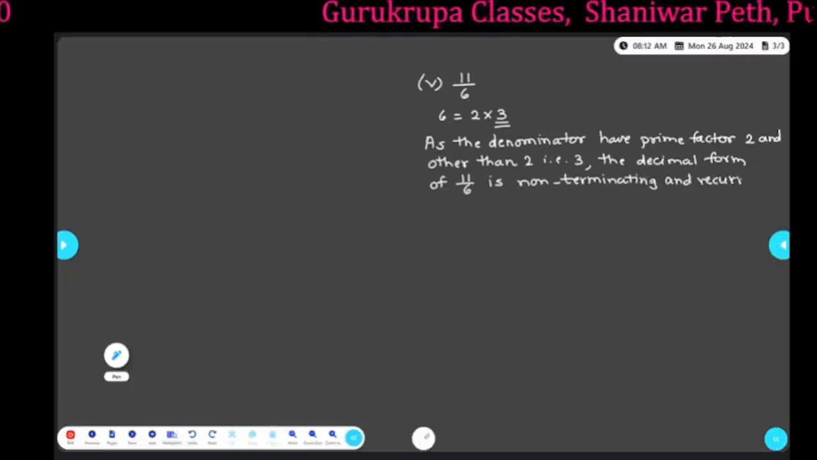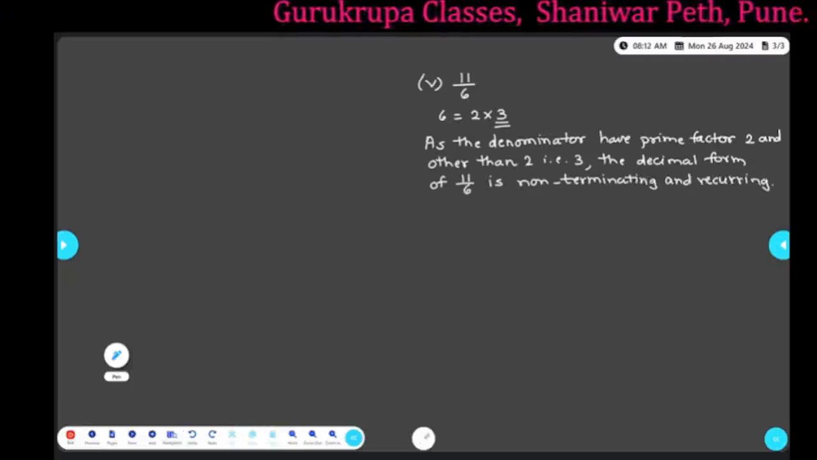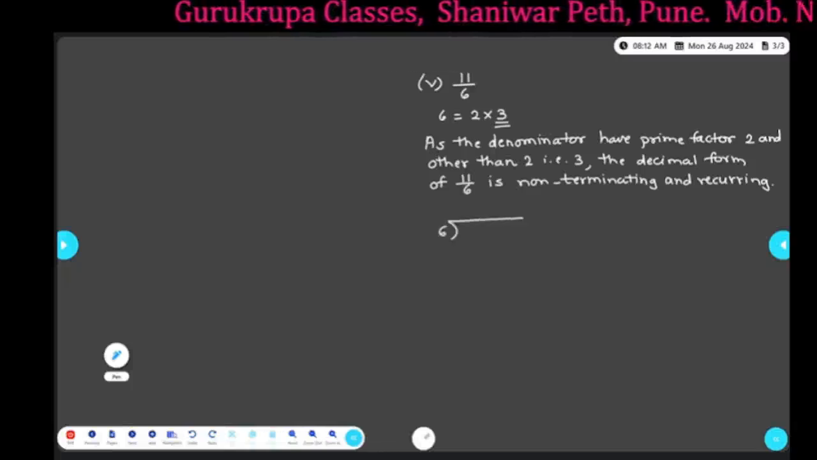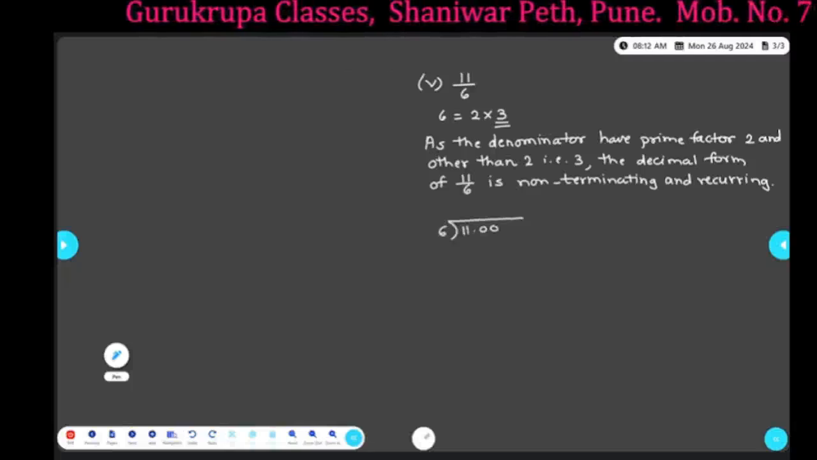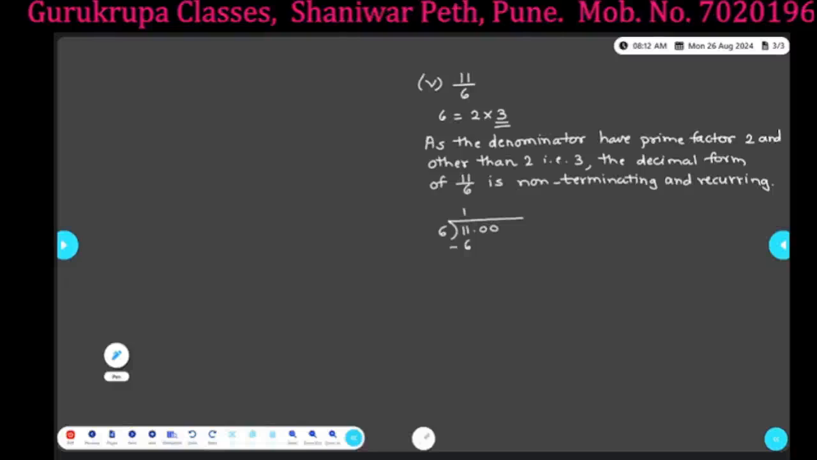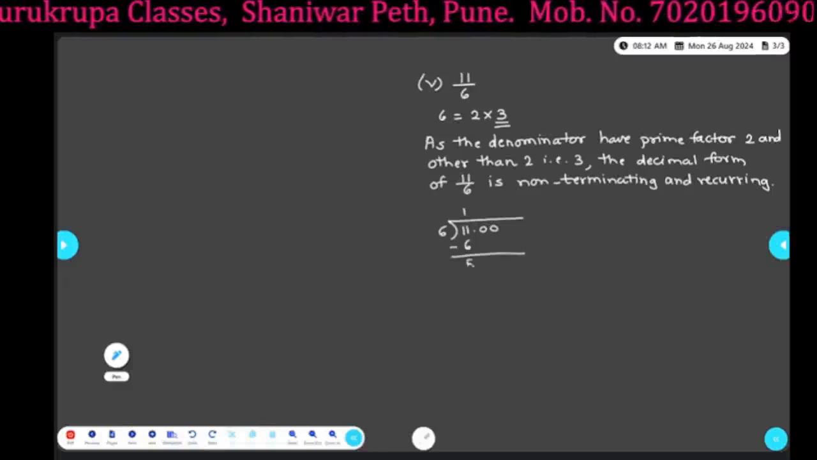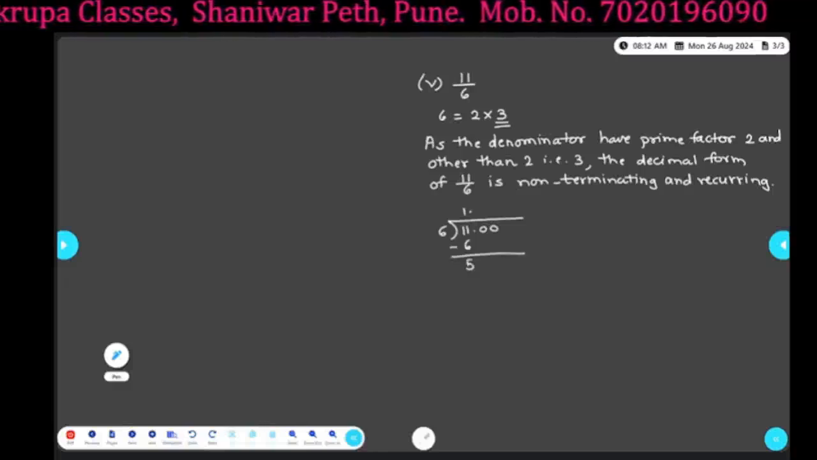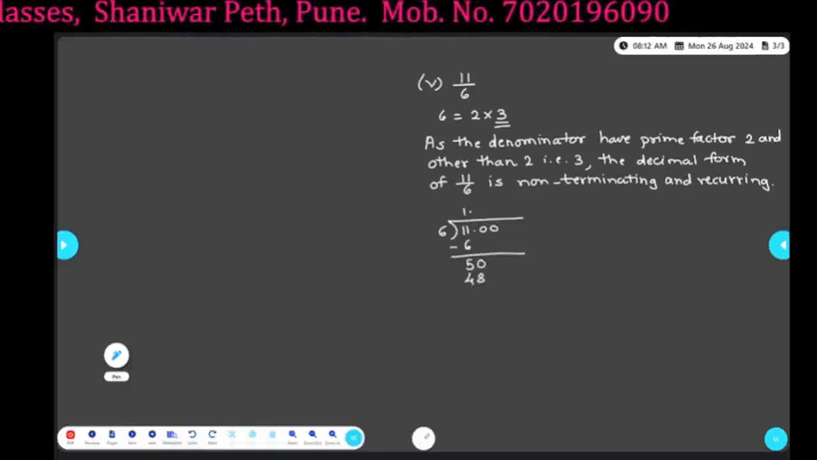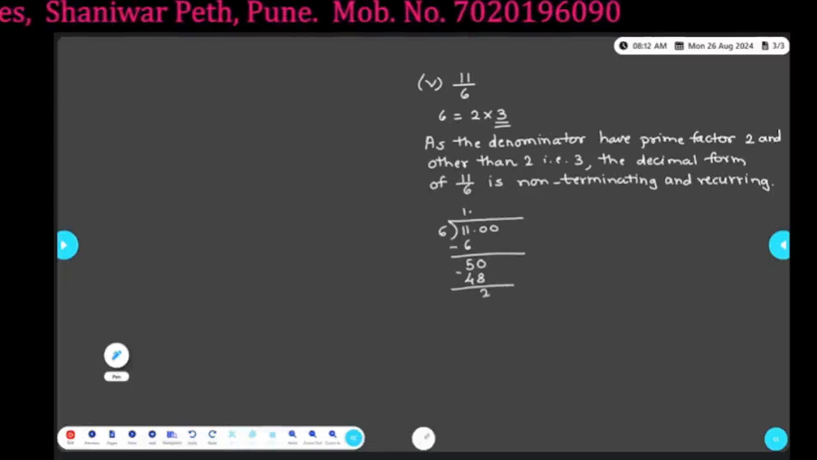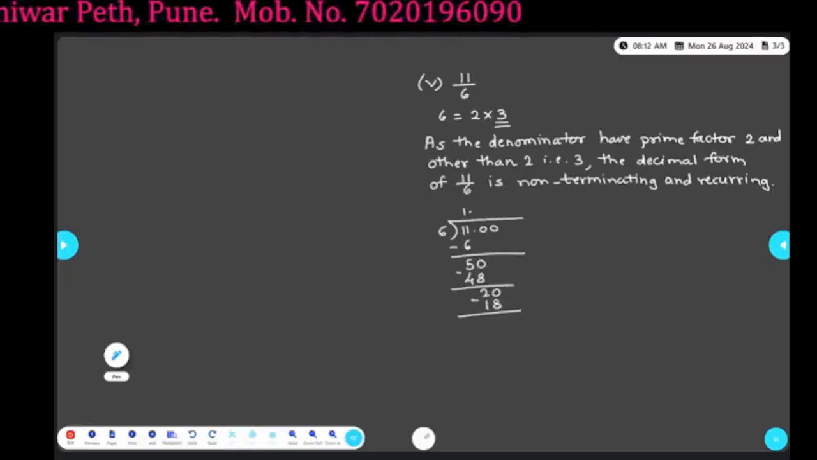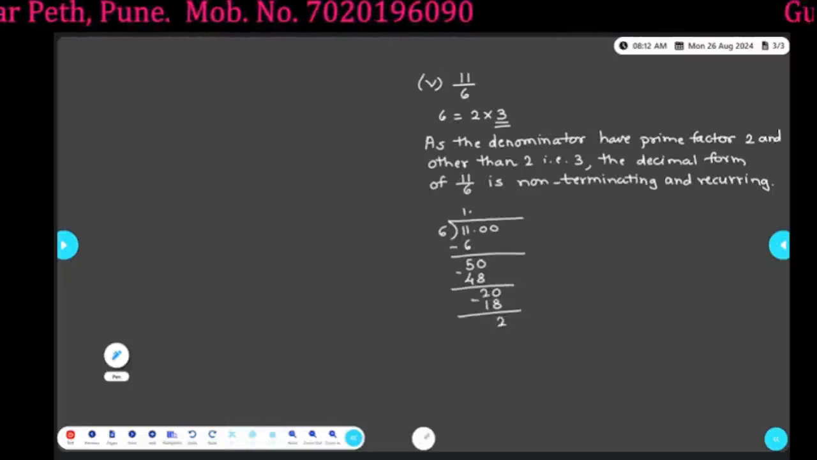So whether it is recurring or not, we can verify by actual division. 11 is divided by 6, we can take 11.00. Then 6 ones are 6. We start the division. 6 ones are 6. We get 5. Then the point should be given in the quotient section. 6 8s are 48. Here we get 2. We get again 0. 6 3s are 18. Again we get 2.